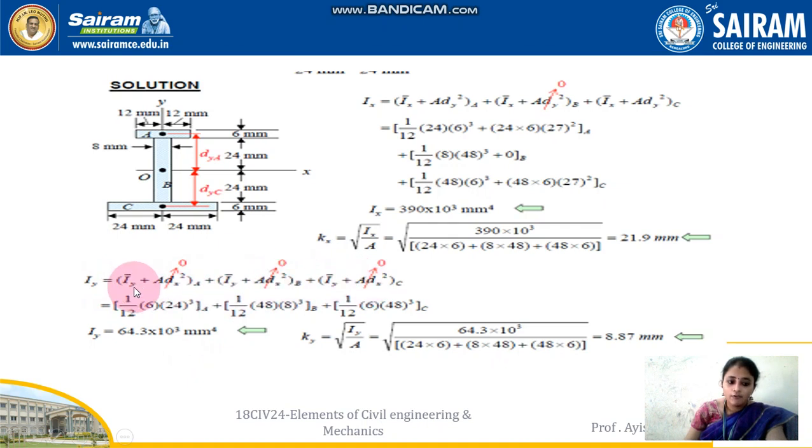And why is this dx 0? Because it is at the centroidal distance, and at the centroidal distance the perpendicular distance is 0. With respect to that they found kx and ky, and this is the answer for both.